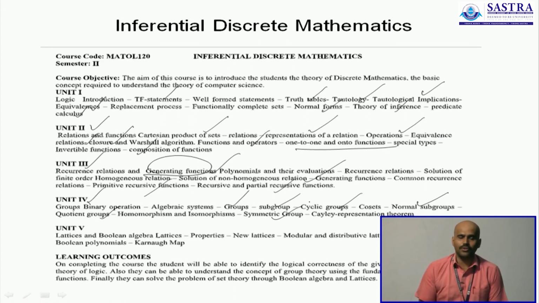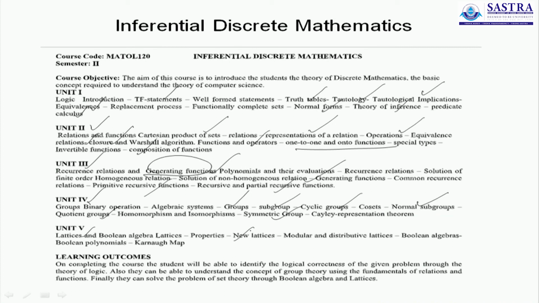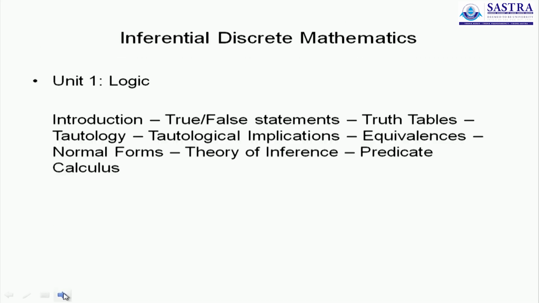The final unit in this course will be on lattices and Boolean algebra. We will introduce lattices, talk about a few properties, understand what a Boolean algebra is, and learn how to simplify Boolean polynomials using the method of K-maps. Today's lecture will be on the first unit, logic.